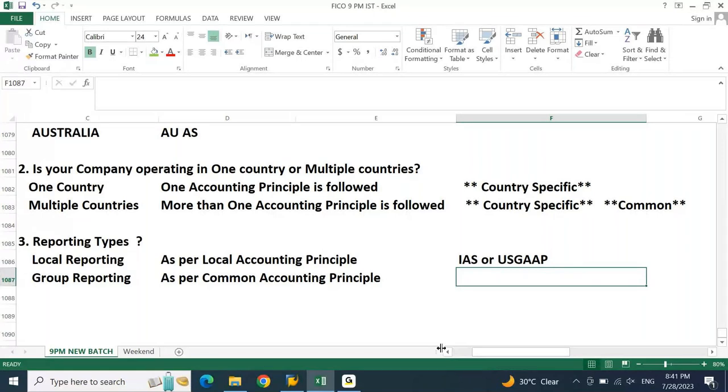Similarly, if I am operating in multiple countries, I am operating in India, I am operating in US, and similarly in multiple other countries. In this situation, I will be using my local accounting principle to meet the local reporting requirement. I will be using IFRS accounting principle to meet the group reporting requirement. Two reporting requirements you need to remember: local reporting, group reporting. For local reporting, it is always as per the country specific accounting standard. For group reporting, the standard by default is IFRS.